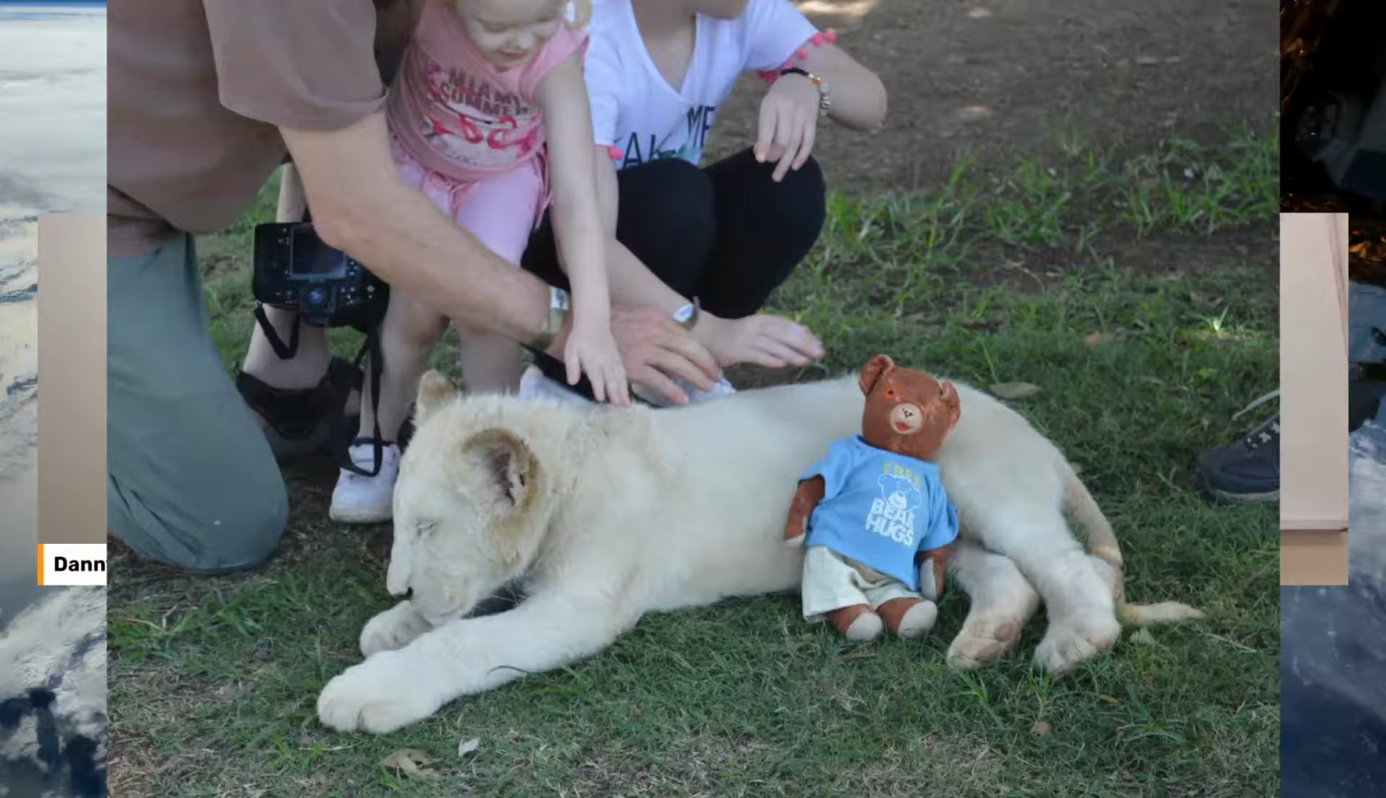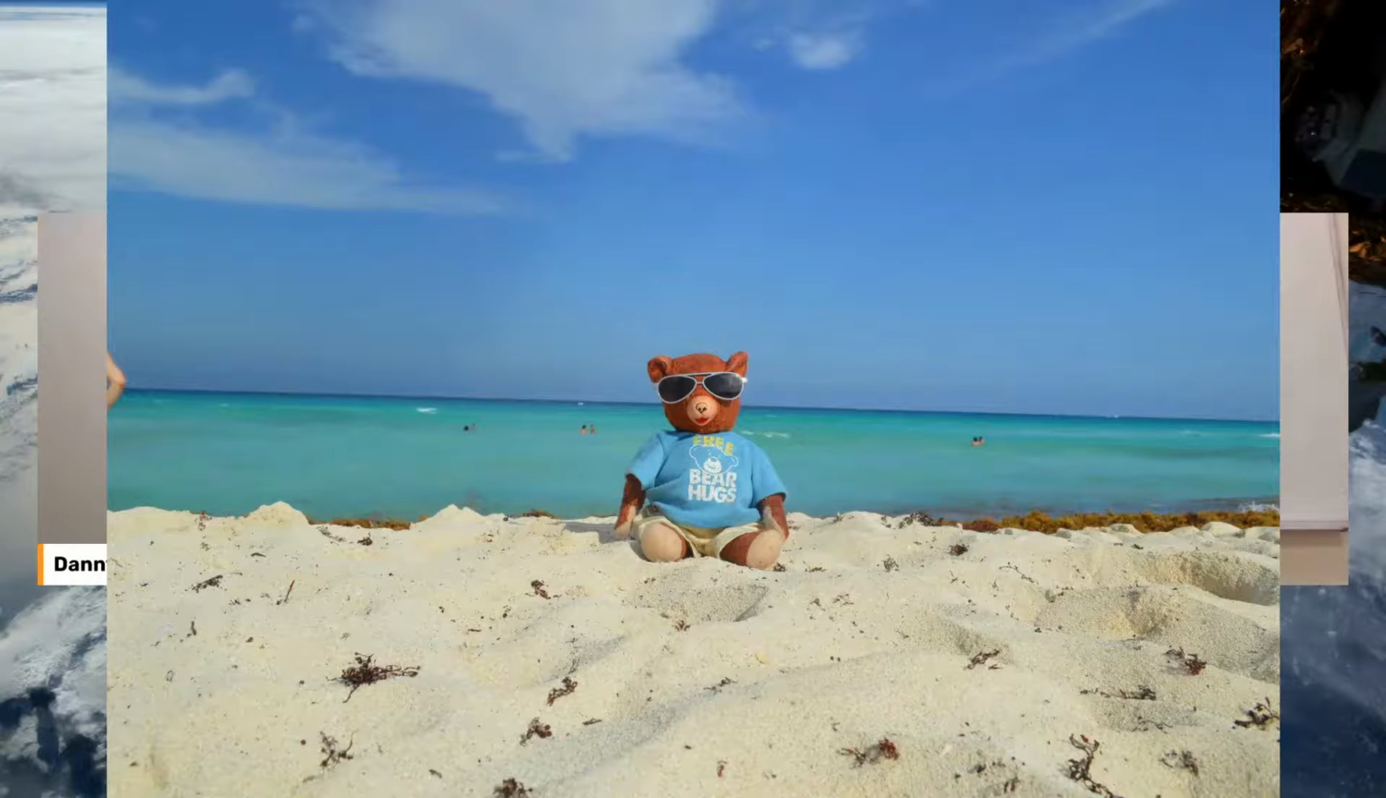There he is with one of the baby lions I visited in South Africa several years ago. Oh, that's at Cancun. Yeah, there you go. That's awesome. That's a good one. At Cancun on the beach.